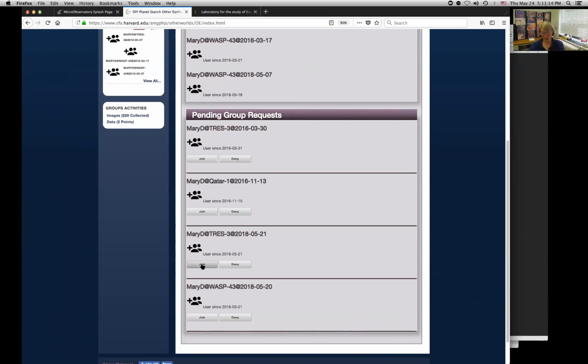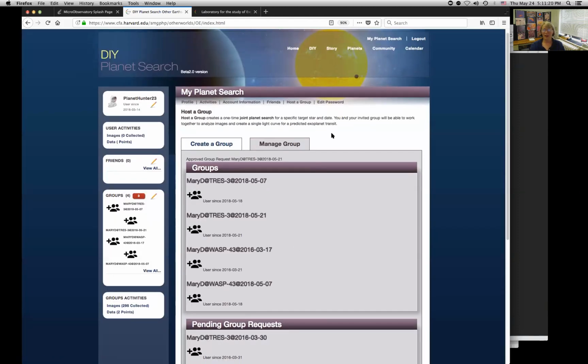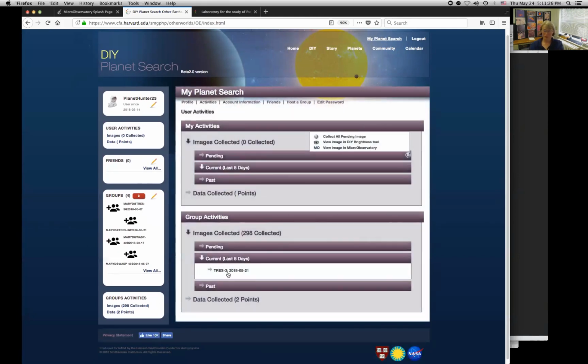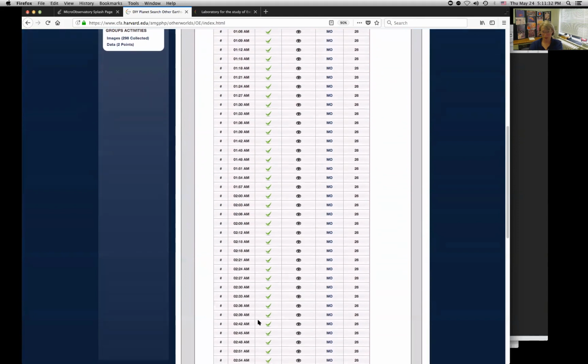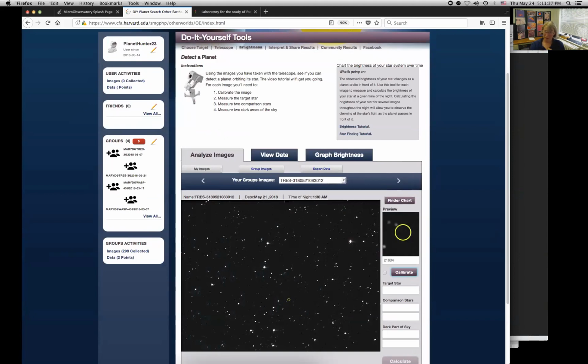So Planet Hunter 23, if I join Trez3, then I will now have in my planet search the Trez3 data set. And if I click down, there are all those Trez3 images. And I can click on one. I'm a Planet Hunter, a group of 30 working together. And I remember that I have to calibrate and measure the target star. I happen to have done Trez3 a lot of times, so I happen to know, but you can pop up your Finder chart if you need it.